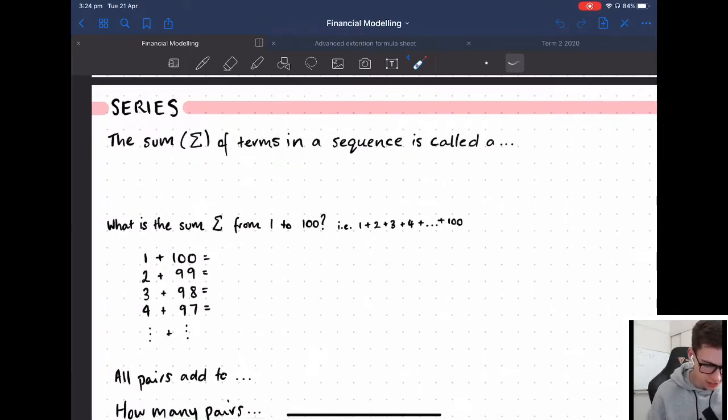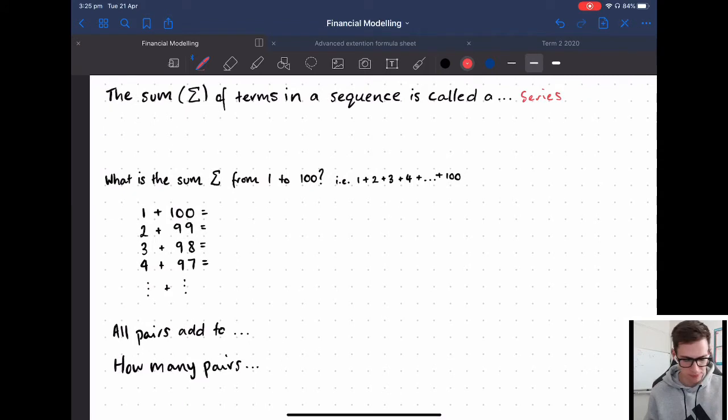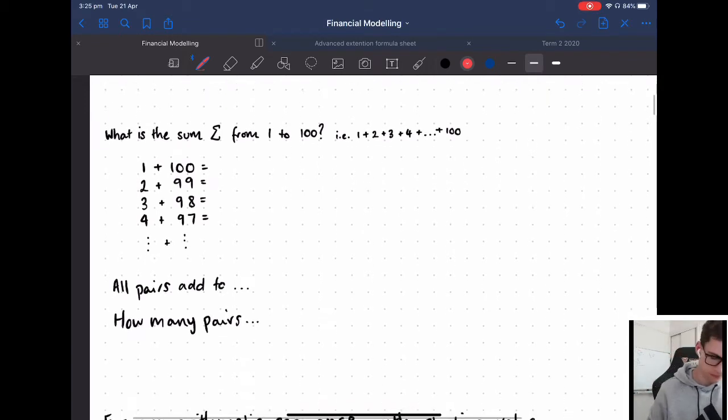So in our notes here, the sum, and we're going to be using this sigma notation occasionally, just means adding them all up, the terms in a sequence. That's what we call a series. Again, what makes it arithmetic is that we're adding on the same thing each time.